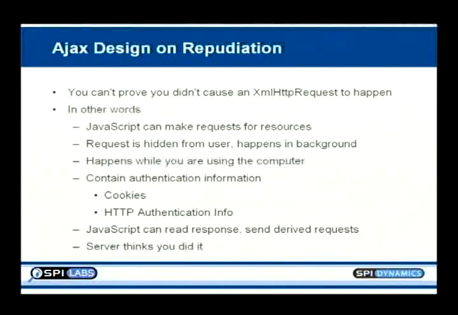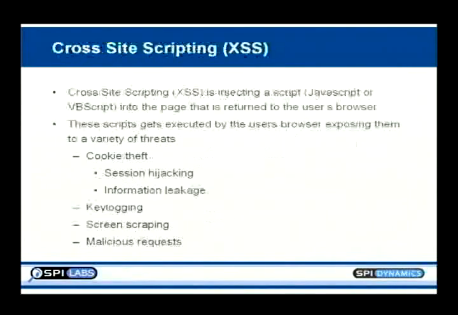So in other words, JavaScript can make a request for a resource. This request is in the background. It's hidden. You can't tell. This happens while you are using the computer, because you're interacting with the website. The browser automatically shoves on cookies and other types of HTTP auth. It'll stick HTTP basic auth on there for you. JavaScript can then read the response that comes back, derive knowledge, and then send additional requests. And the server thinks you did all of this. There's no way you can prove that you didn't do this, that the script did it on your behalf.